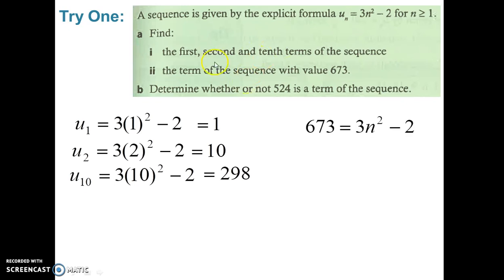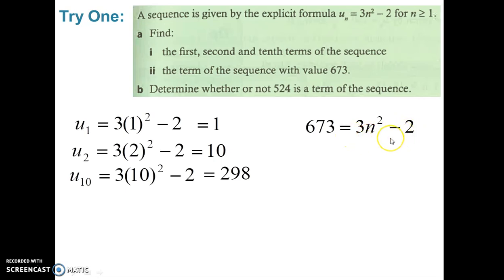Okay, to do that one, it says the term of the sequence with value 673. So now it's telling you what the value of the term is. So you replace the u_n, this part of the formula, with what you know, because you know that this formula will produce some term, and in this case it produces 673. So you're saying, when will this formula produce 673? So you rewrite 673 equals the formula, and then you solve backwards.